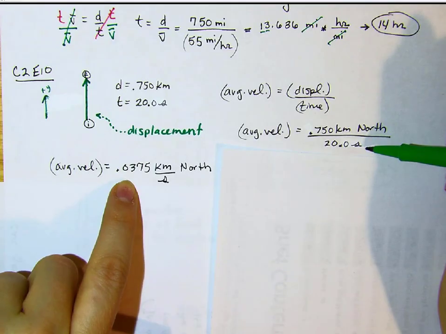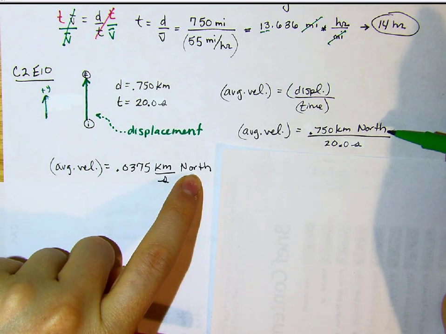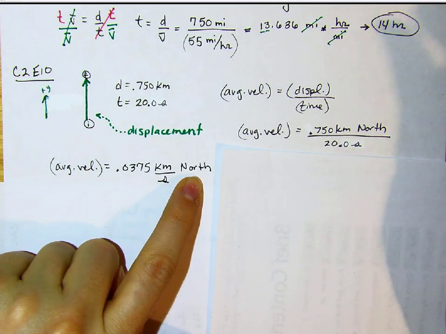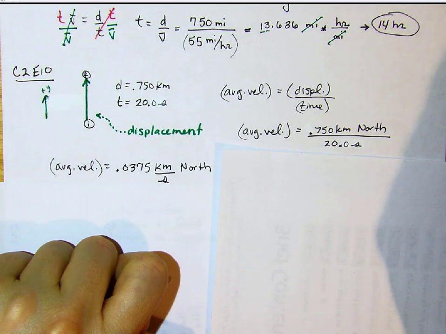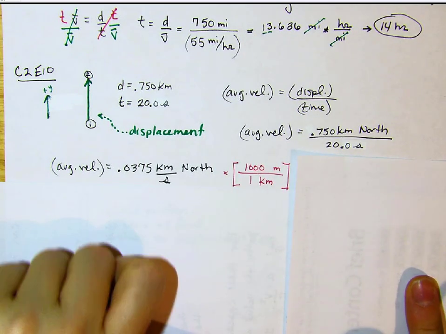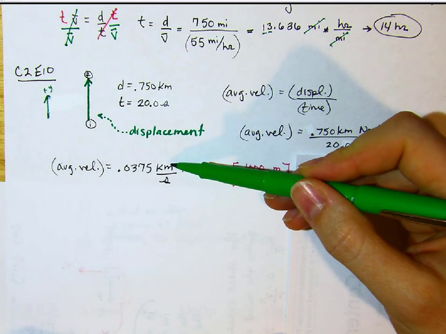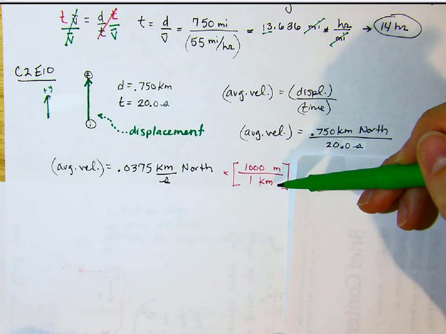Keep the kilometers per second, I rewrote them here, and keep the direction. But they asked for this in meters per second in SI units, so we have to convert the kilometers to meters. So I'm going to multiply by a conversion factor. I have kilometers here in the numerator, the top of the fraction, so I want to make sure it ends up in the denominator here.